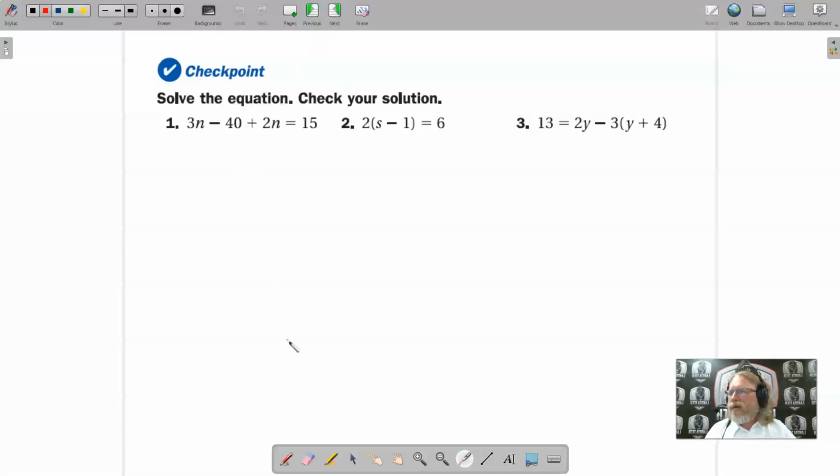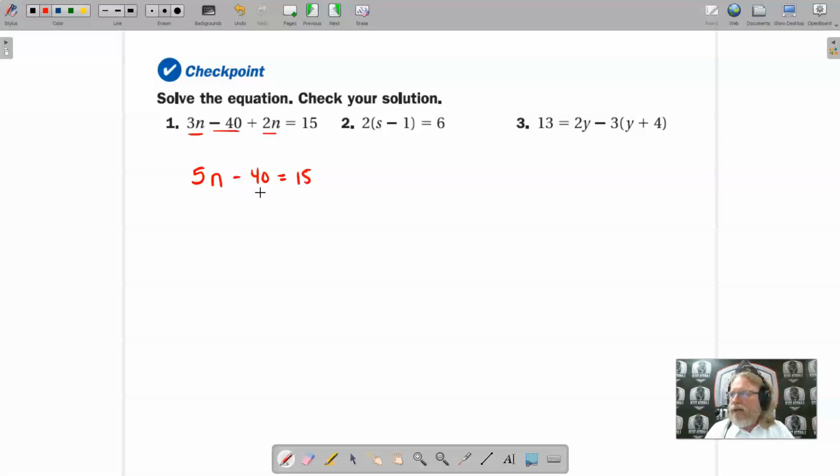Here's a checkpoint. We'll do a couple checkpoint problems here. On the first one, it looks like I have terms of n right here, right? I could combine those. 3 plus 2 is 5n. Now let's bring down this minus 40, and we'll bring down our equals 15. We now have a two-step problem now that we've combined those like terms.